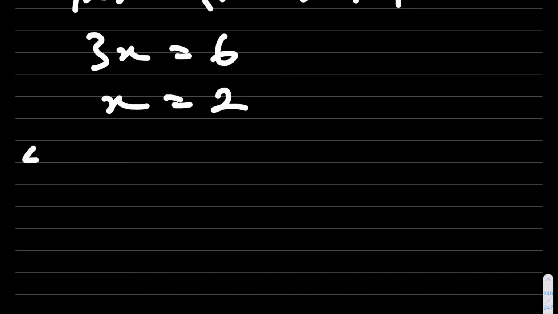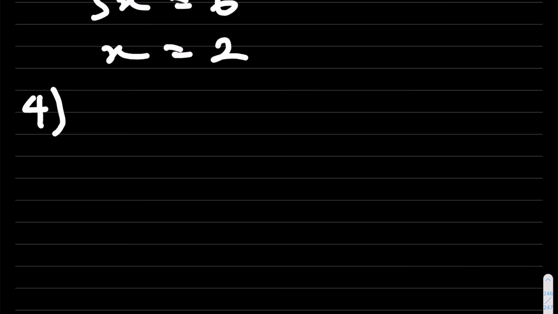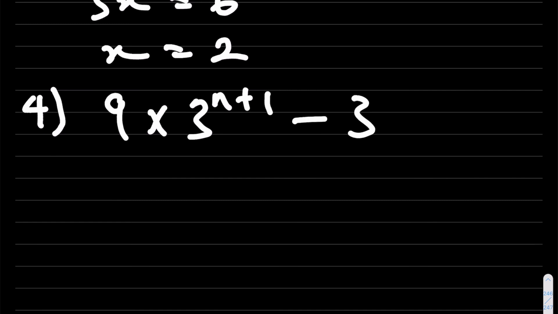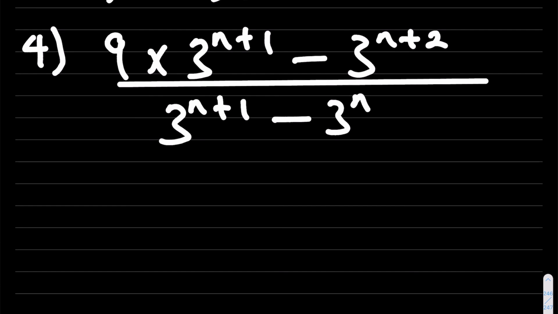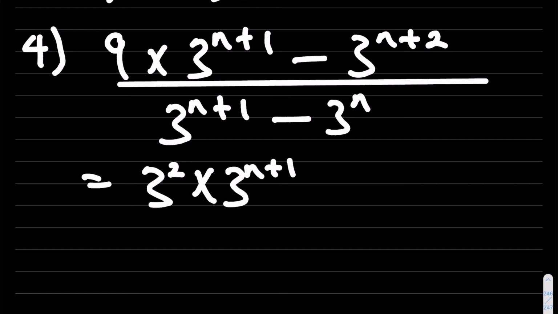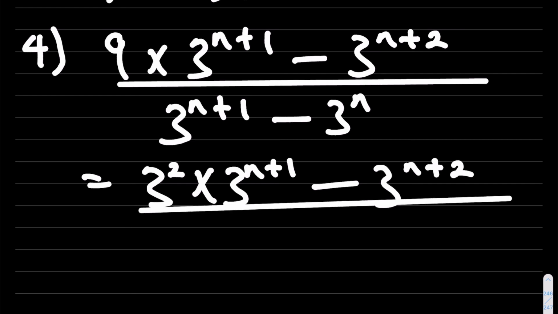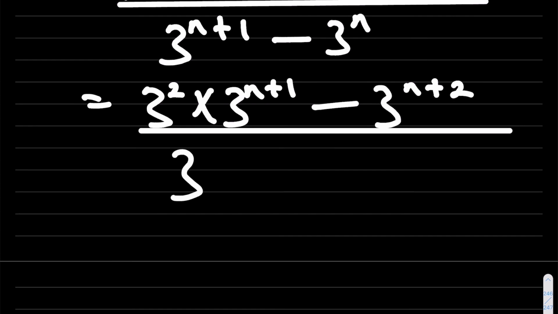The next one is number 4. Simplify 9 times 3 raised to power n plus 1 minus 3 raised to power n plus 2, all over 3 raised to power n plus 1 minus 3 raised to power n. 9 is the same as 3 raised to power 2, so this simply means 3 raised to power 2 times 3 raised to power n plus 1 minus 3 raised to power n plus 2, all over 3 raised to power n plus 1 minus 3 raised to power n.